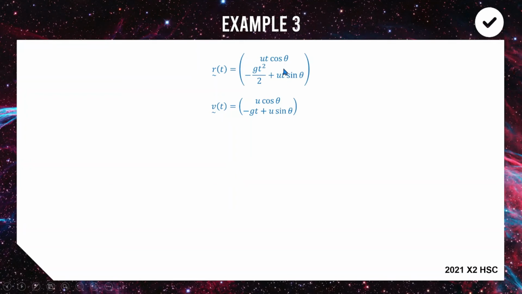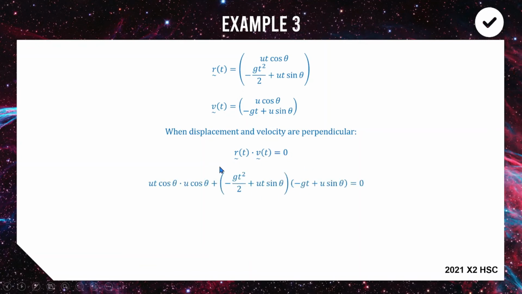So the question said there are some values of theta where these two vectors are going to be perpendicular. Hopefully you've done a bit of Extension 1 study, and you know that perpendicular vectors, when you do their dot product, you get a value equal to 0. So we're trying to find when the position dot product with the velocity is equal to 0, which looks like this. So dot product is multiply your x values, multiply your y values, and then add them together equal to 0 because we are perpendicular.